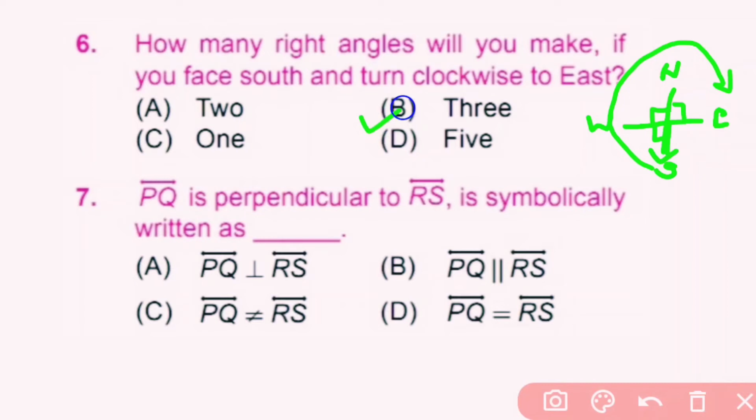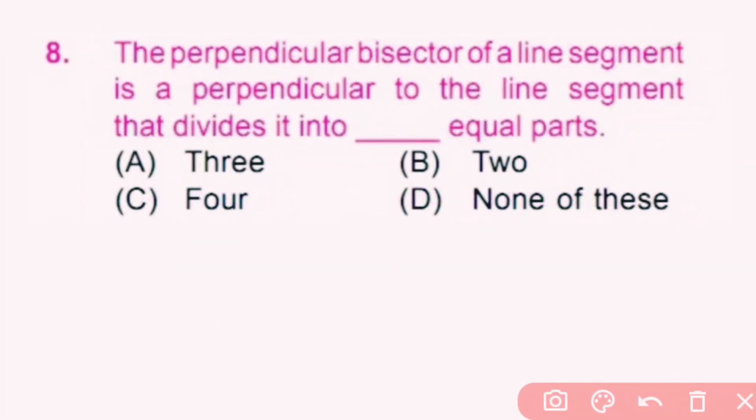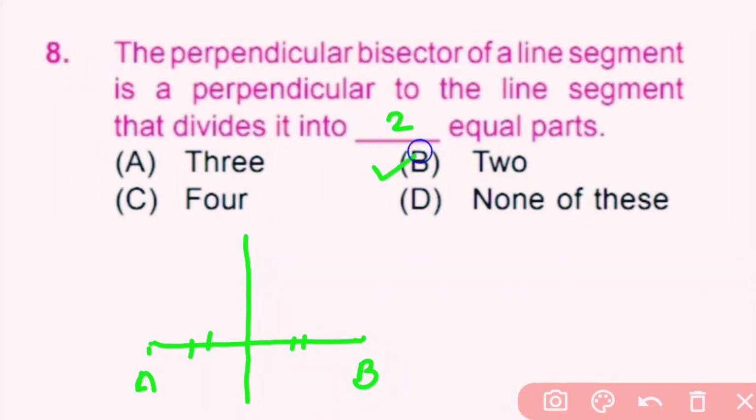Question number 7. Line PQ is perpendicular to RS is symbolically written as, the perpendicular sign is like this. So here A is the correct answer. Question number 8. The perpendicular bisector of a line segment is a perpendicular to the line segment that divides it into dash equal parts. Now consider this is segment AB. This is called the perpendicular bisector. It divides the line segment into 2 equal parts. So here B is the correct answer.